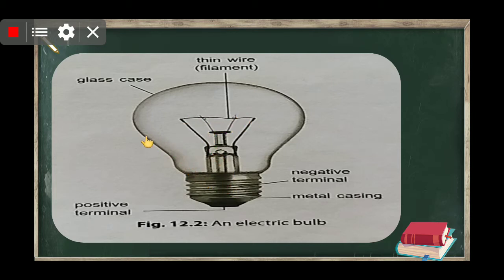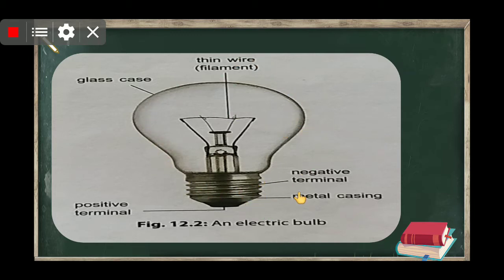Then inside the glass case, a vacuum is created, because as you know, burning takes place in the presence of oxygen. You must have done an experiment in junior classes in which you kept a candle and covered it with a glass jar, and when the oxygen supply stops, the candle stops burning. This principle is also used here: when the vacuum is created, the filament will not easily burn. So this is the internal structure of the bulb.